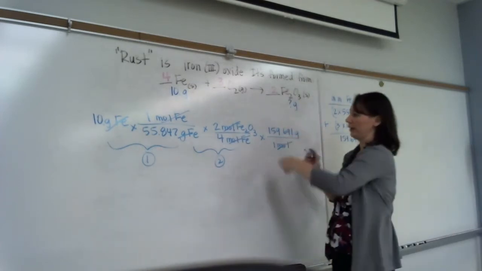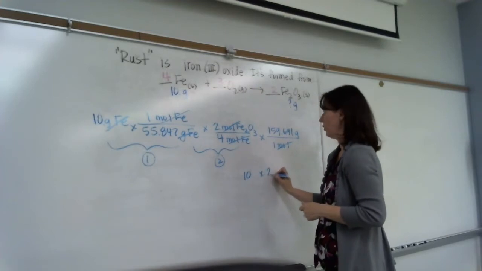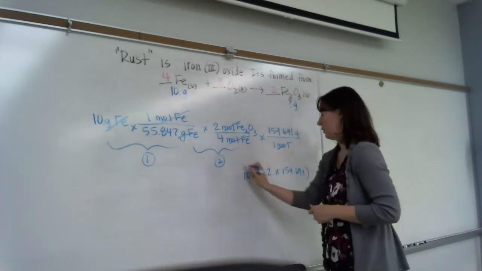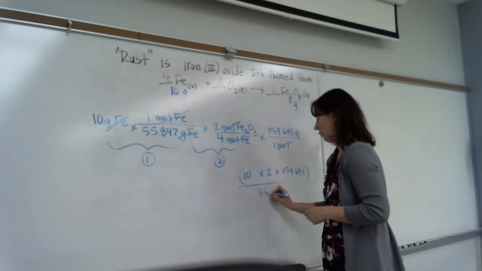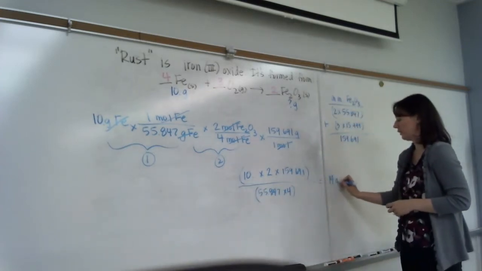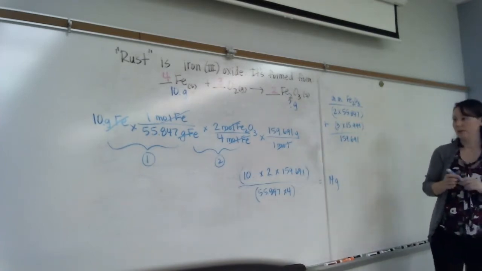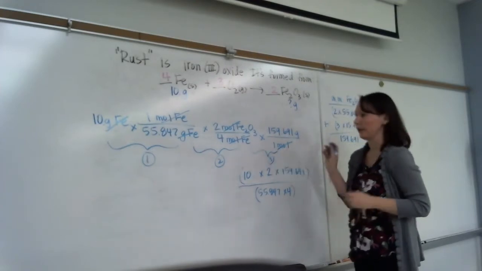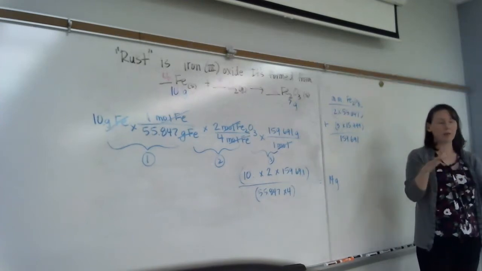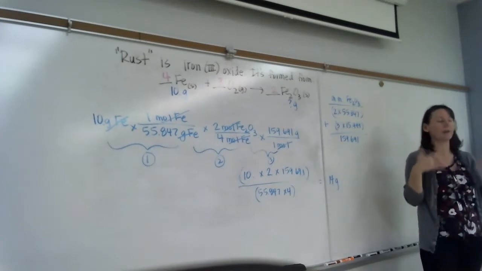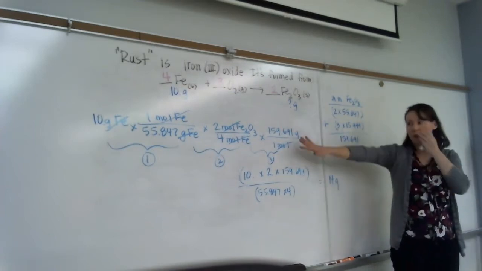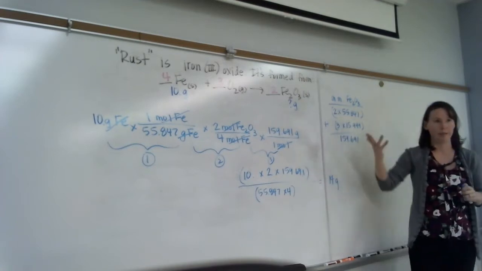So we would put it in our calculator: 10 times 2 times 159.691 divided by 55.847 times 4. And when you punch all that into your calculator and round it to 2 sig figs, you'll get the same answer. Okay? So there's step 3. But again, I only recommend doing it as one big long problem once you feel good doing it as 3 separate problems. If you get to the point where you're tired of writing every single step out, you can go this way, but don't jump to this way until you're good at doing it as 3 separate steps. Otherwise, you'll start messing up your conversion factors and it'll get messy and you'll make a lot of silly mistakes.